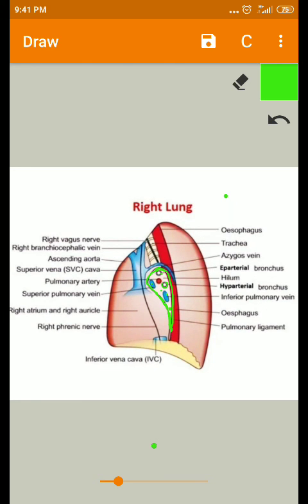In the next video we are going to see the left lung mediastinal structures related to that surface.